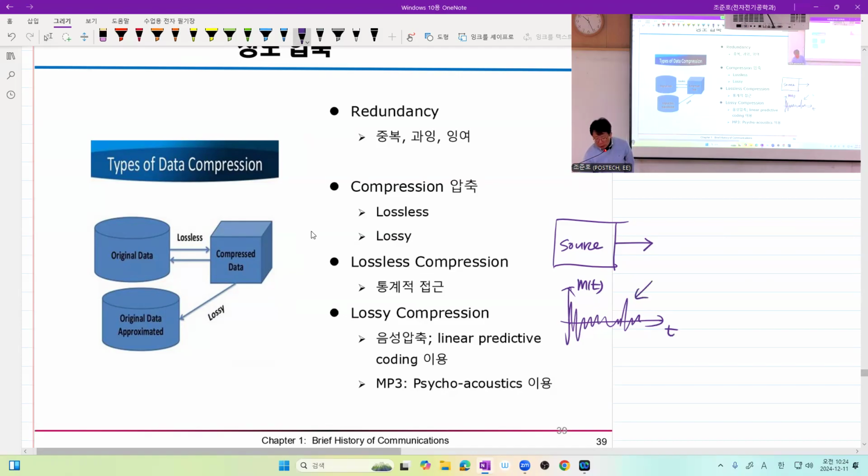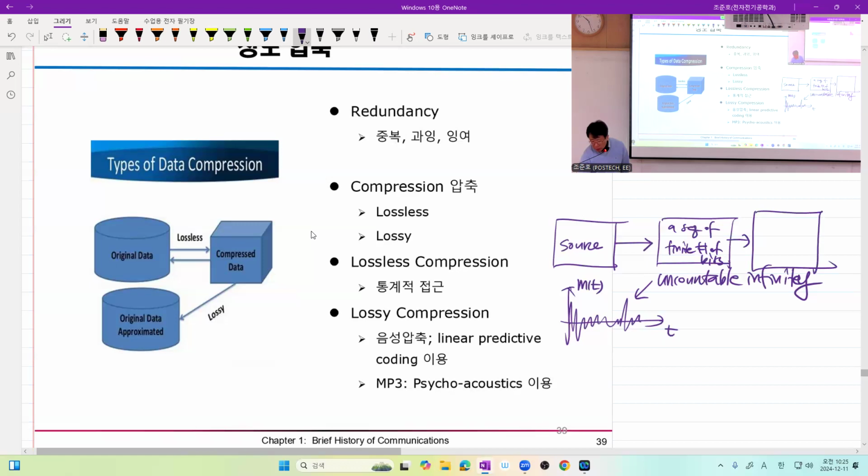So this involves uncountable infinity. Uncountable infinity is involved in an analog signal, not only in this t-axis, but also in this m of t-axis, right? Because it's a real number. And the theory says that under certain conditions, we can represent this signal using a sequence of finite bits. But that may not be practical. So he divided this compression. So here you have a sequence of a finite number of bits. And here is the destination, a sink.